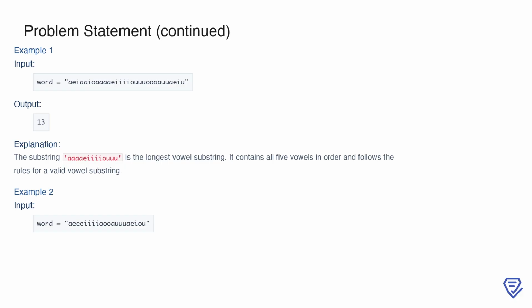This is because the longest valid substring contains all 5 vowels in the correct order: a, e, i, o, u. Notice that this substring satisfies the condition of having each vowel appear in order and at least once. Other substrings in the input may contain vowels but fail to meet the requirements, either because they break the order or do not include all 5 vowels.